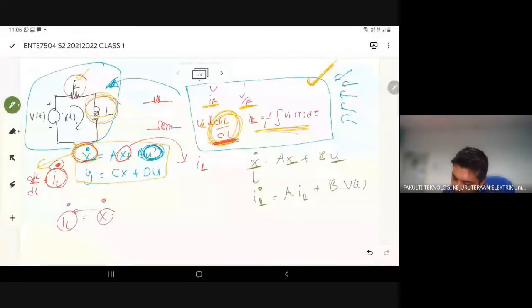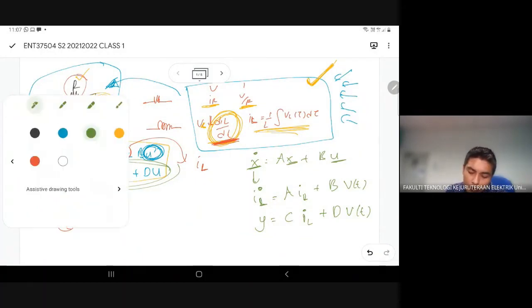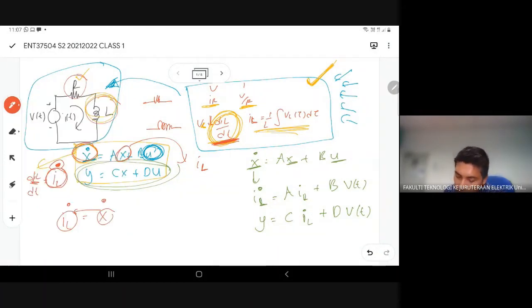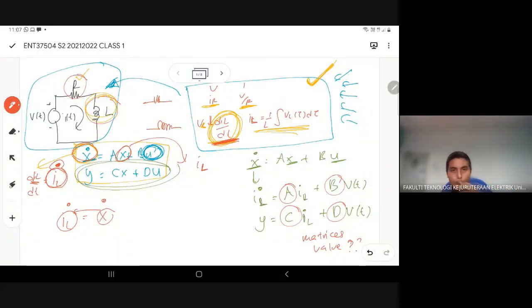And then the output Y, according to this equation: you write down your output equals C times your X, which is IL, plus D times your input, always VT. So your task is only to find what the A, B, C, and D matrix values are equal to.